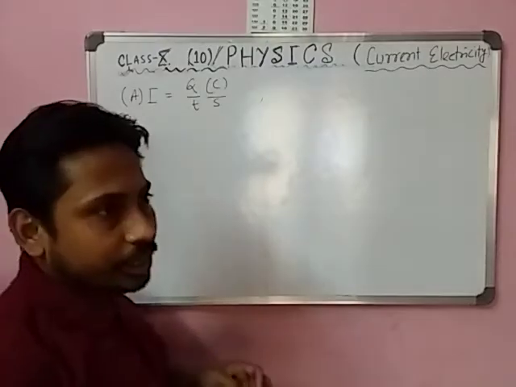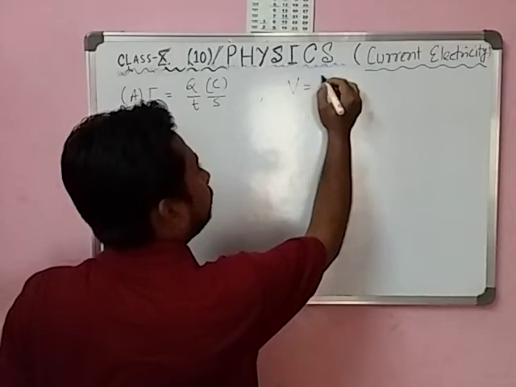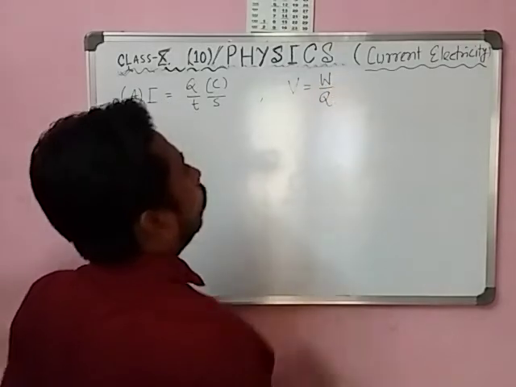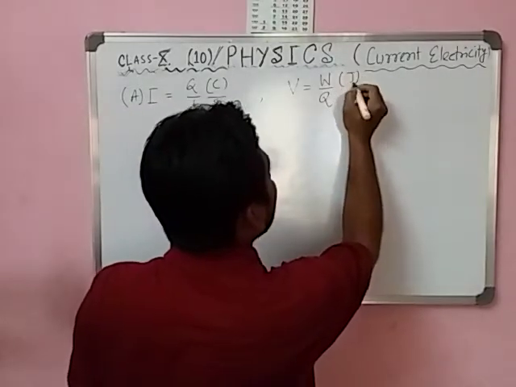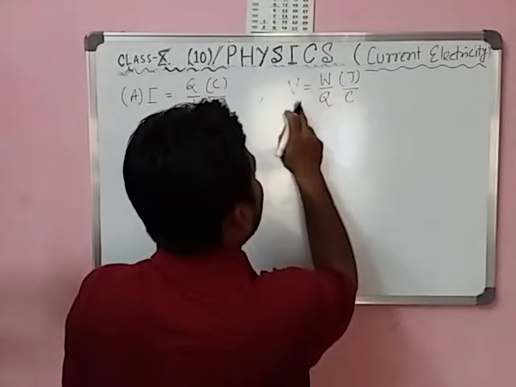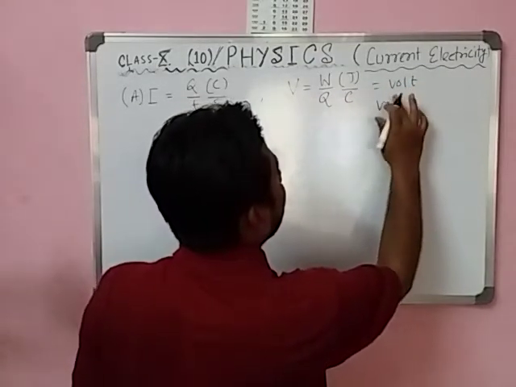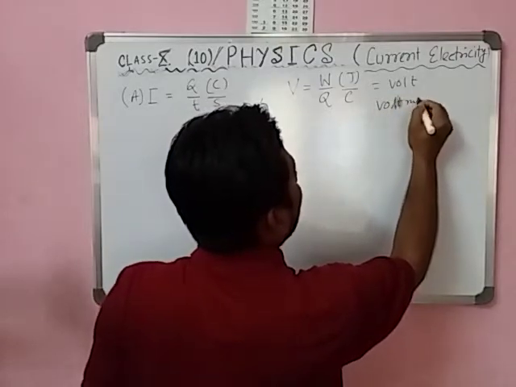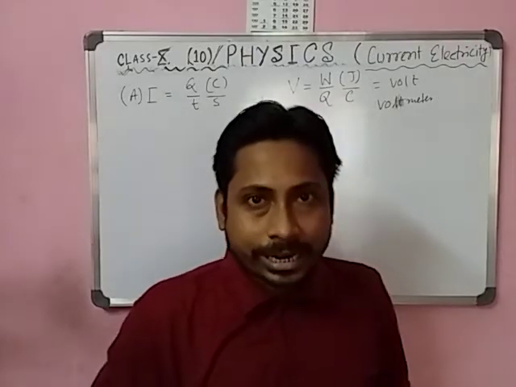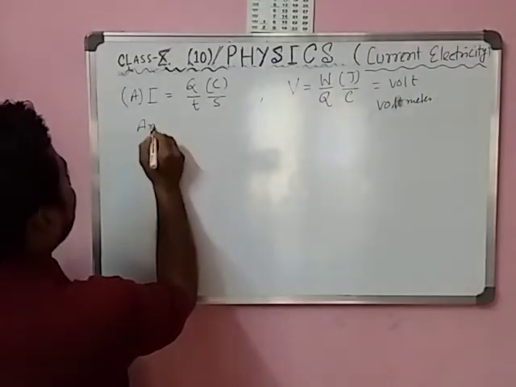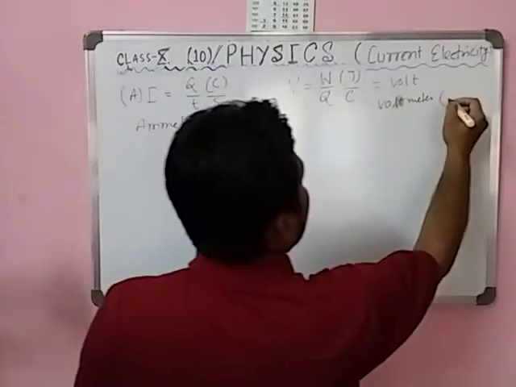Another physical quantity related to current electricity is potential. V is equal to work done per unit charge. Work done is in joule, charge is in coulomb, so you can write V as volt. By using a voltmeter we can measure the potential difference across any conductor. The ammeter is connected in series and the voltmeter in parallel.